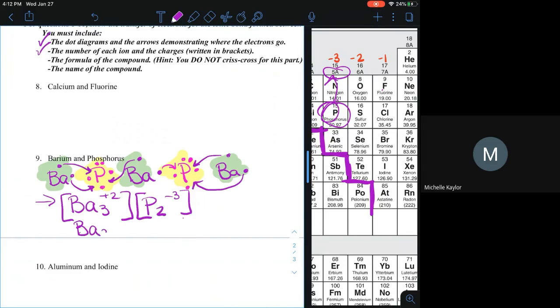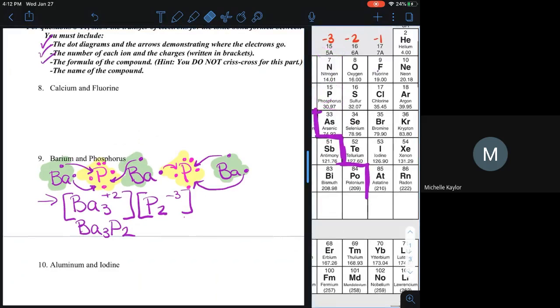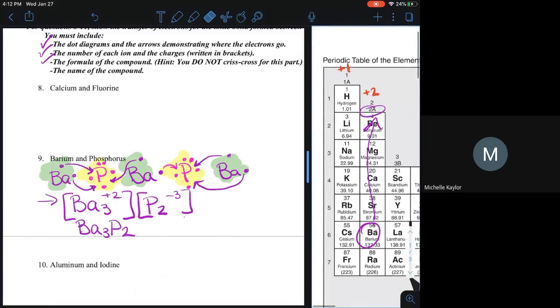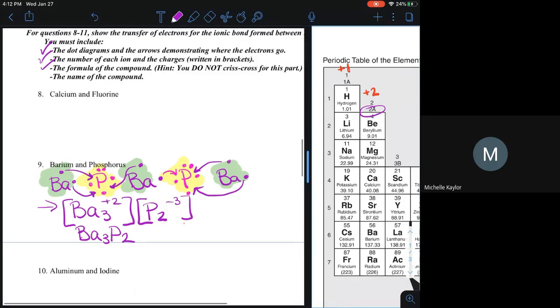So we have 3 bariums, so we're going to say Ba3, and we have 2 phosphorus, so we're going to say P2. Ba3P2. Then the last part, so we've done that. The last part, which I think is the easiest, is the naming. So remember with the first element, you're just going to find it and write its name, which we already know is barium. So we're going to write barium.